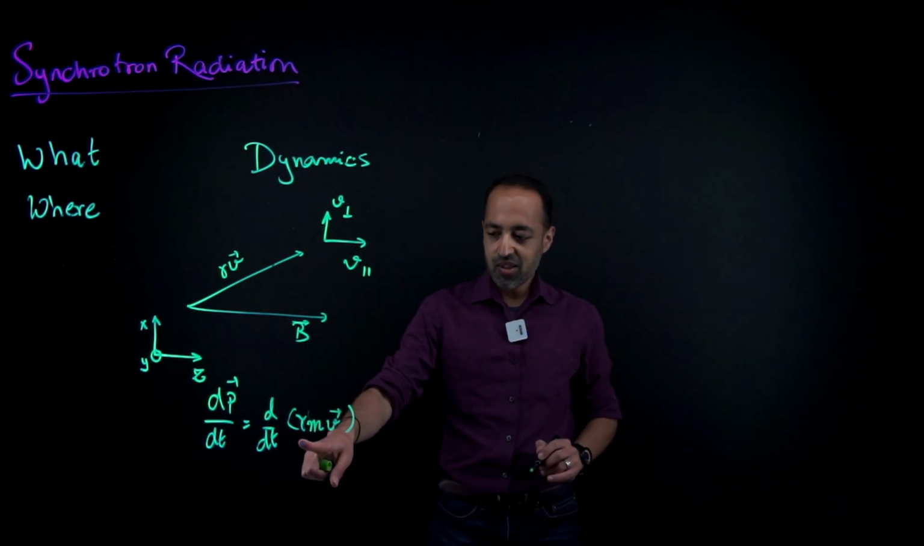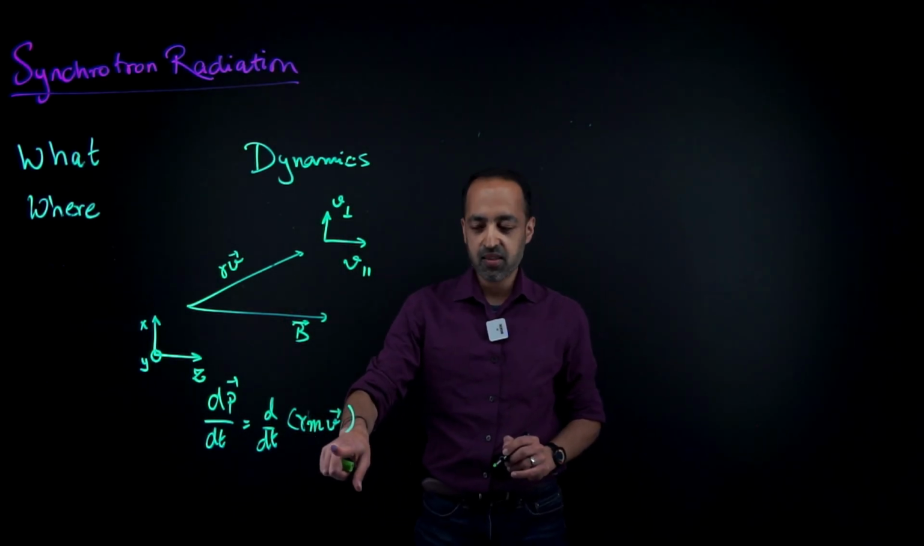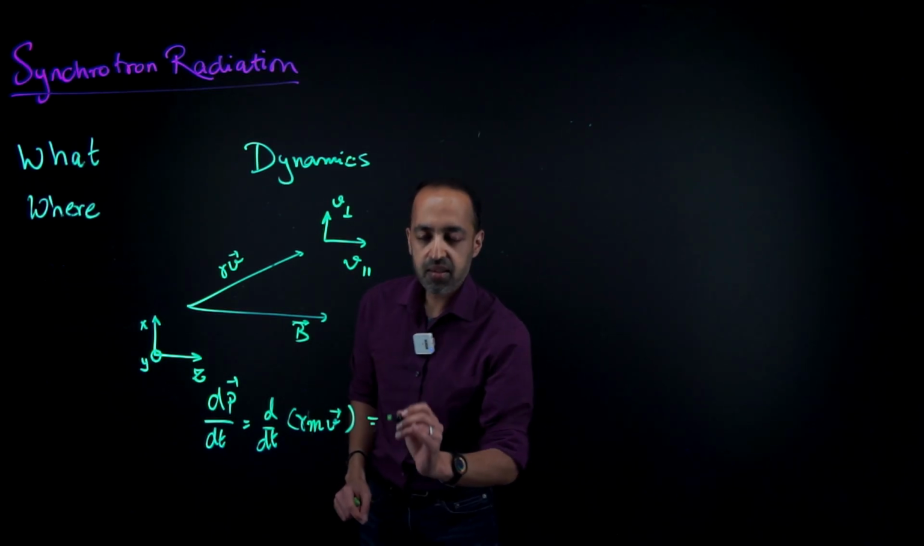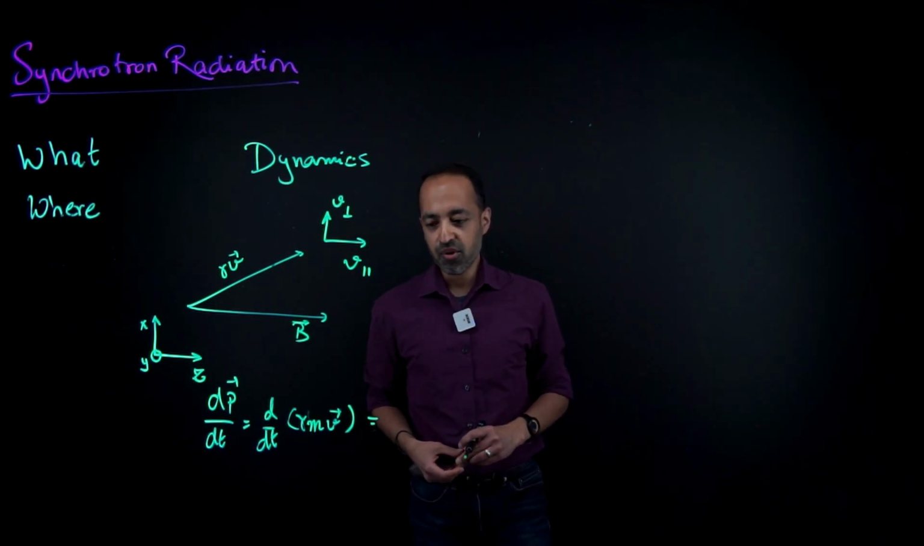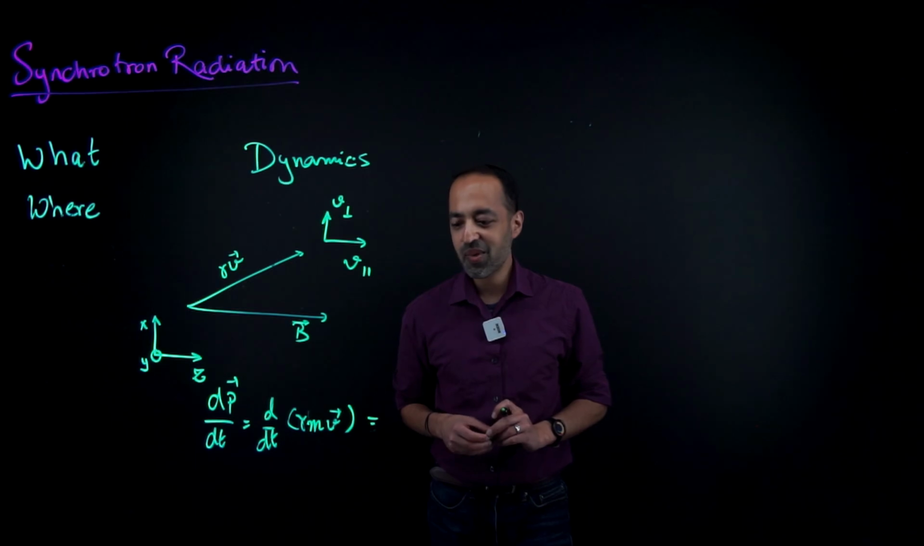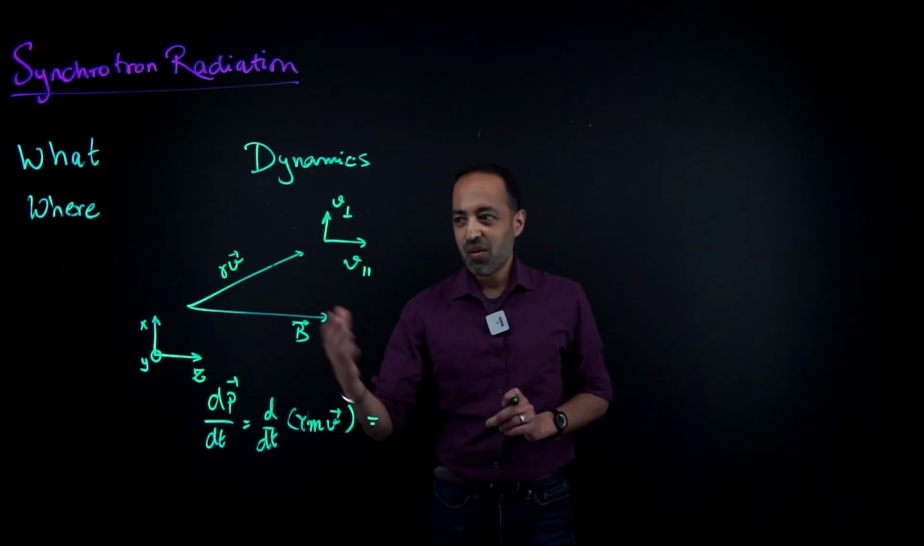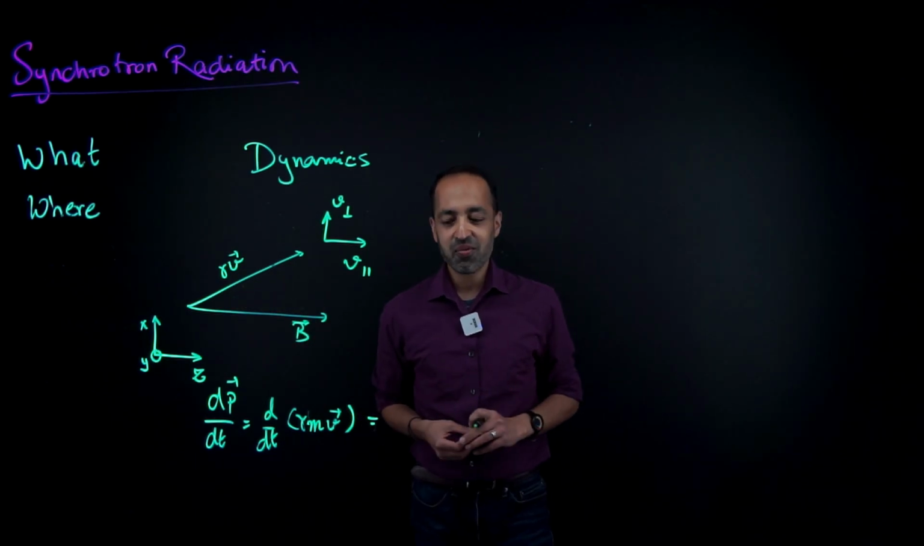And gamma is the Lorentz factor of the particle, m is the mass of the particle, v is the velocity. And this, on the right side, equates to the force. So think for a moment what that force might be. You have a charged particle in a magnetic field.